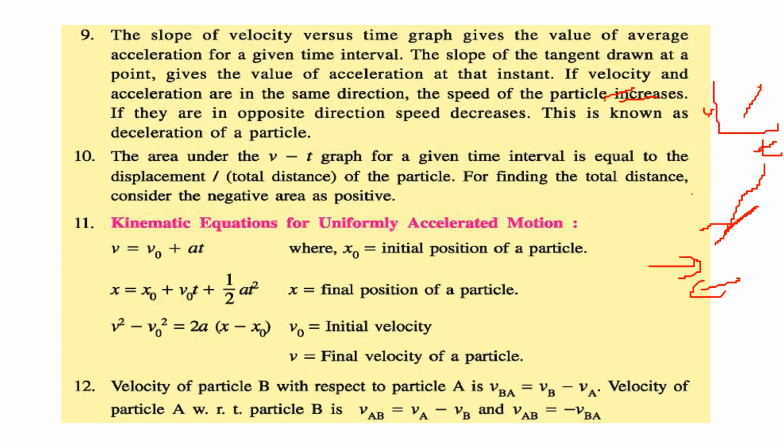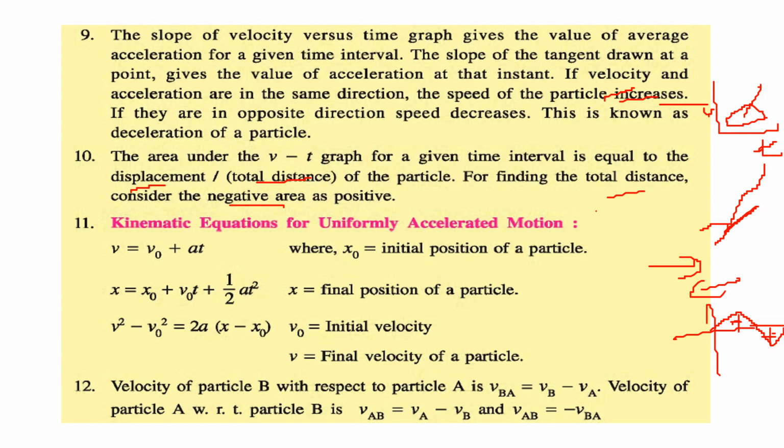The area under the VT graph for a given time interval is the displacement or total distance of the particle. For displacement, we take positive and negative. If this area is plus, we take it as plus, and this is negative for displacement. For distance, we take this as plus and this as plus, so we add these two. That is the total distance. Consider the negative area also as positive.